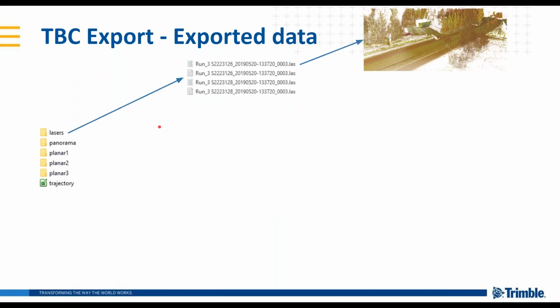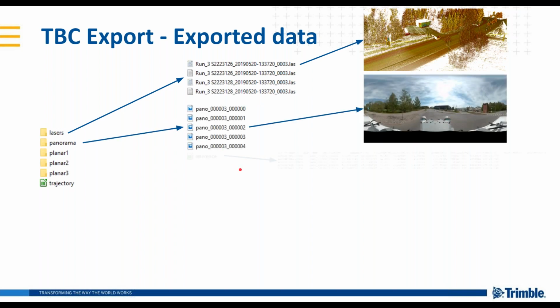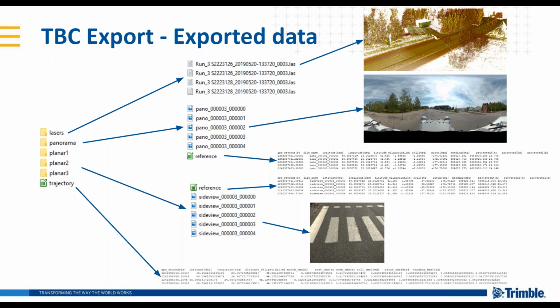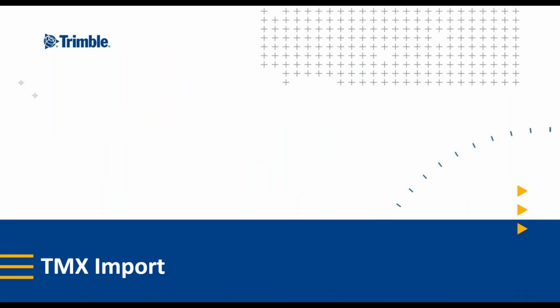So we will see a folder containing the laser data. This laser data will contain a LAS format for the point cloud and a text file with a report of the exportation. For the images, you will have an individual folder containing the JPEGs and the reference files containing the position of each image. And last but not least, you will find a trajectory file containing the information of the trajectory of the mission. With this data, we could move on to the TMX import, which will be explained by Bishoy.